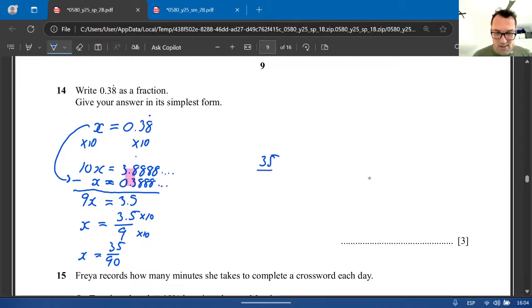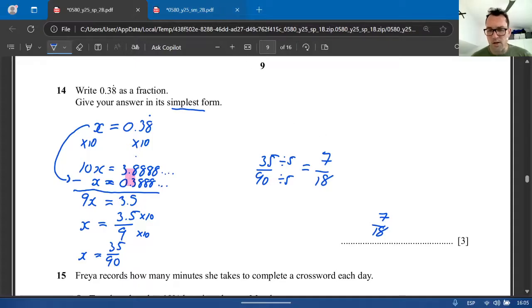Is it in its simplest form? I doubt it, because you can clearly divide both by 5. Okay. 35 divided by 5 is 7. And 90 divided by 5, what is that? 18, isn't it? 7 over 18, I believe, is the answer.